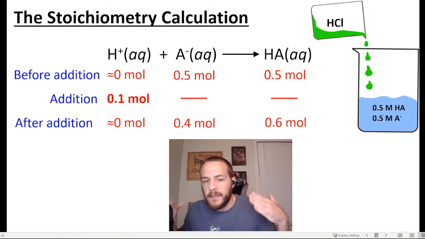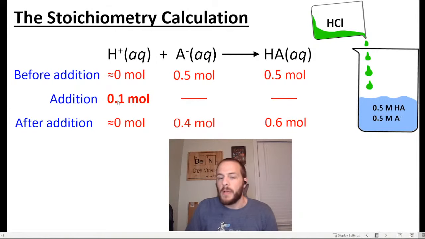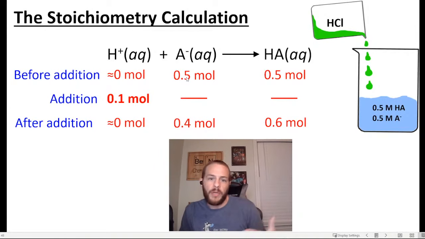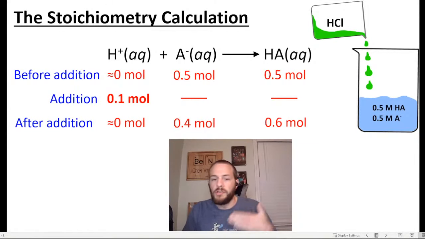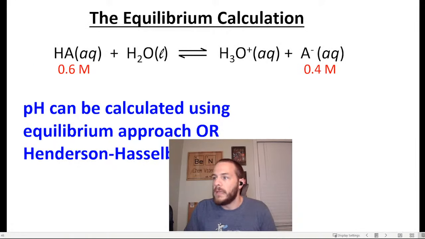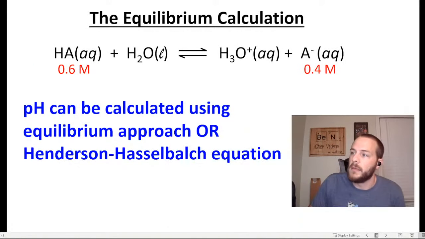The strong acid that you add in this case is going to get neutralized by the weak base that's already in that buffer. So in this example, we're adding 0.1 mole of the acid, and of course, that's going to consume 0.1 mole of your base. So your base's amount is going to go down by 0.1 moles, and the amount of acid is going to go up by 0.1 moles. And so that gives you a new concentration of acid and base that you can then carry over to perform the equilibrium component of the calculation.